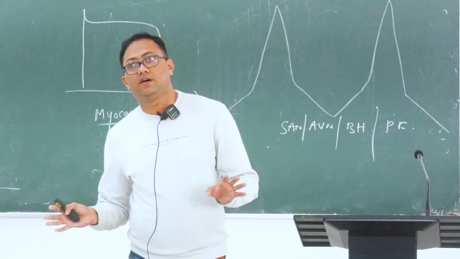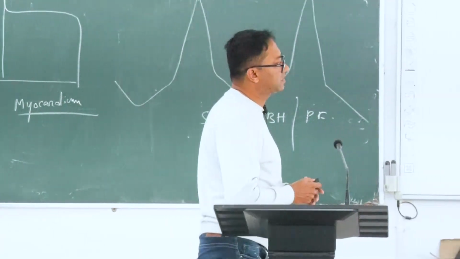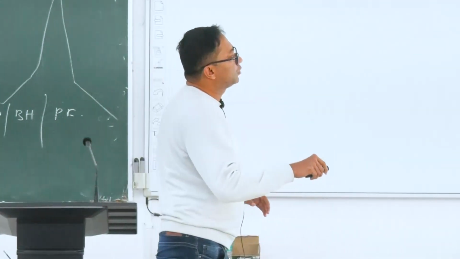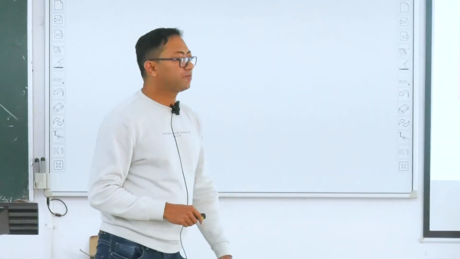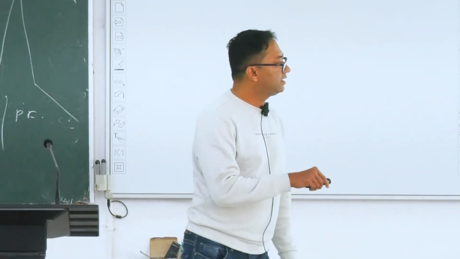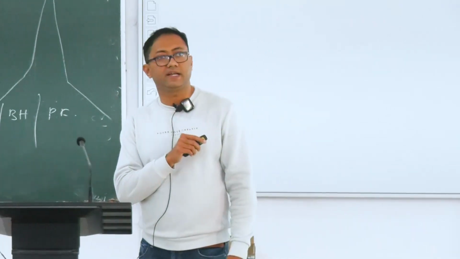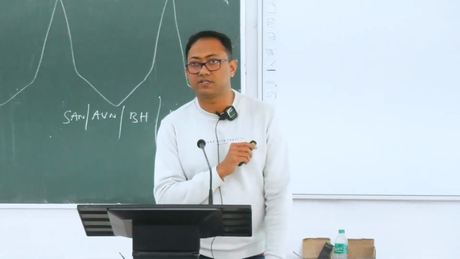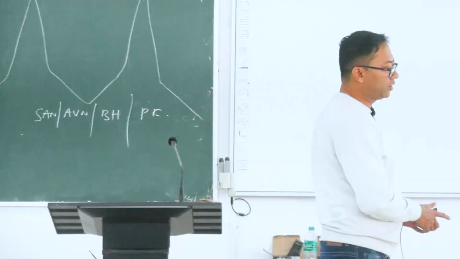These things have already been taught in previous classes, right? So S, or the slope of the pacemaker potential, depends on the funny current, it depends on the sodium current, and it also depends on the calcium current, okay? Okay, moving on.